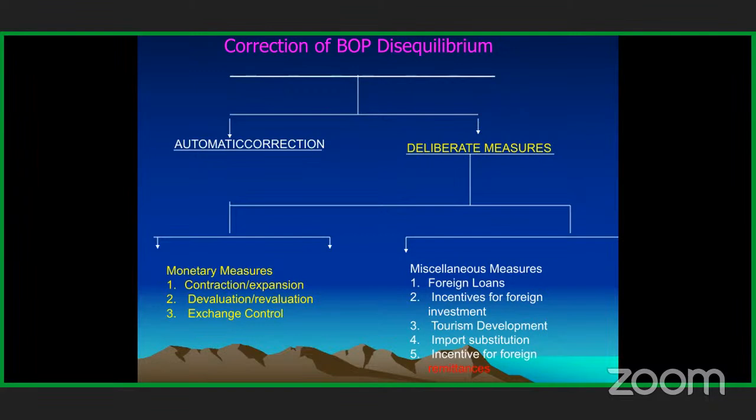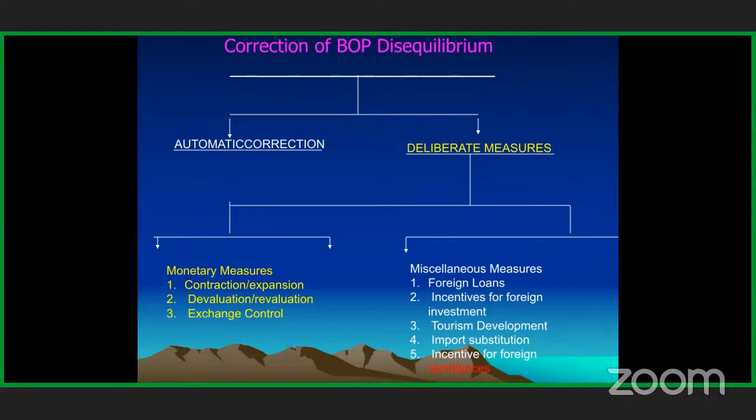So these trade measures include export promotion measures and measures to reduce imports. Exports may be encouraged by reducing and abolishing export duties, providing export subsidy, encouraging export production, and export marketing by giving monetary, fiscal, physical and institutional incentives and facilities.